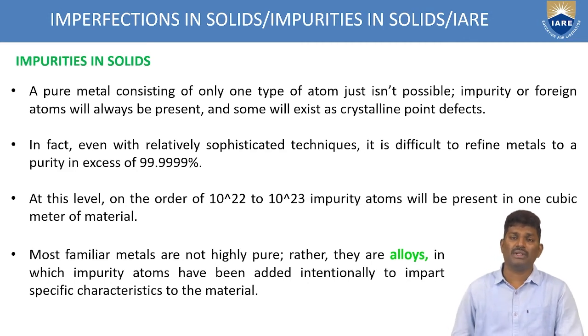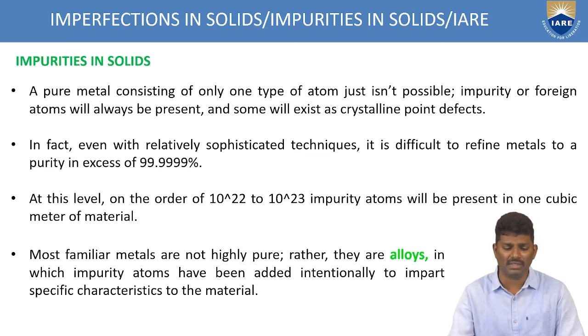Now, what are the impurities? Before this, we have discussed the defects. Now, what are the impurities in solids? As we discussed, a pure metal consisting of only one type of atom is not possible. Every material will have some alloys, so you don't have a pure single material.